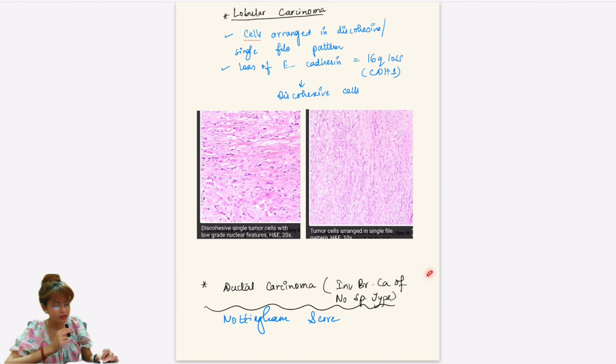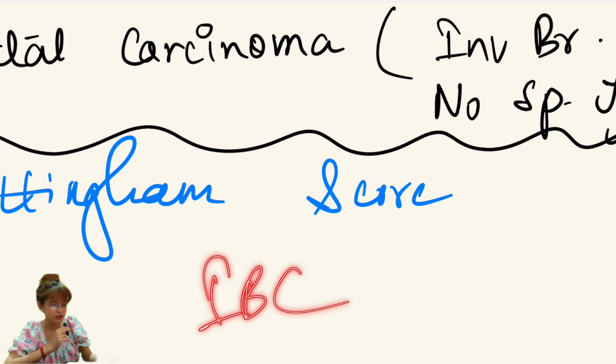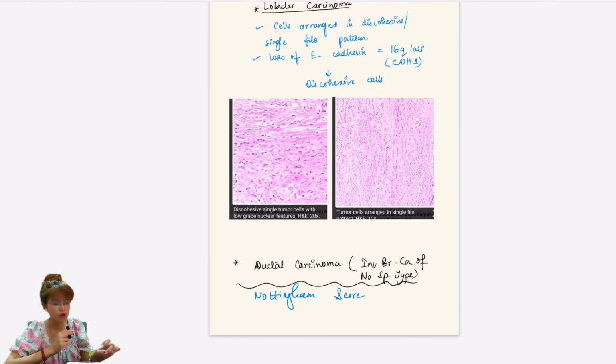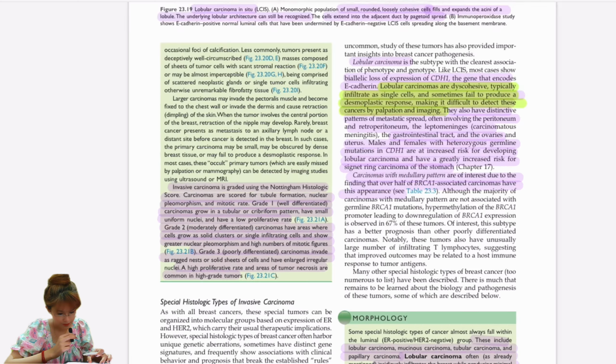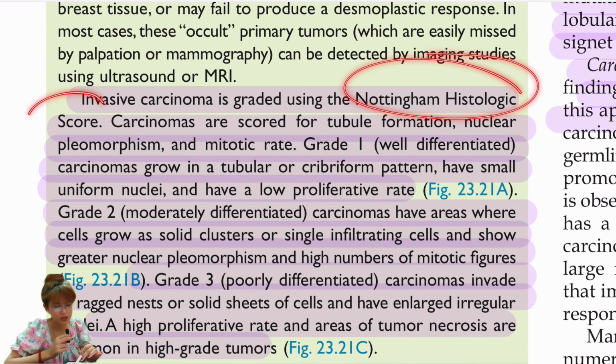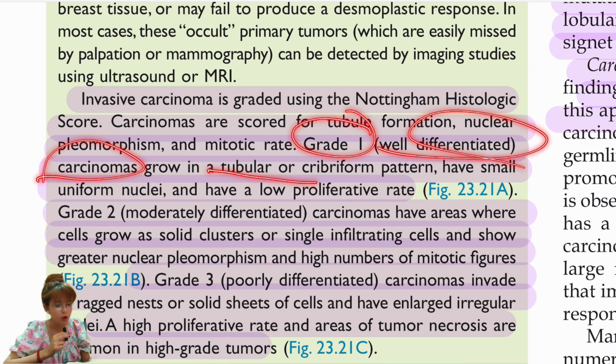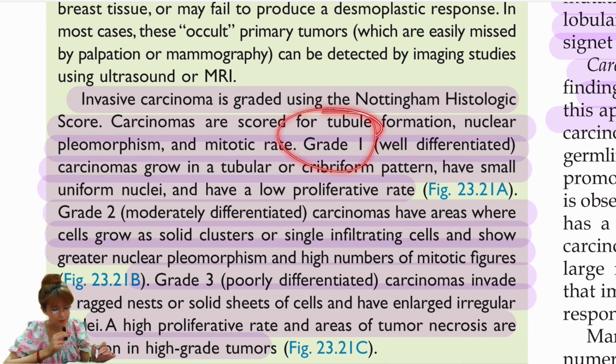This is basically the invasive breast carcinoma of no special type. We write it as IBC-NST, and we have a special score here, which is the Nottingham score. You can see this invasive carcinoma is graded using the Nottingham histological score. Now, what is this score? You have grade 1 when it is a well differentiated carcinoma. They grow in a tubular or cribriform pattern, and they have small uniform nuclei and a low proliferative rate. This is grade 1.